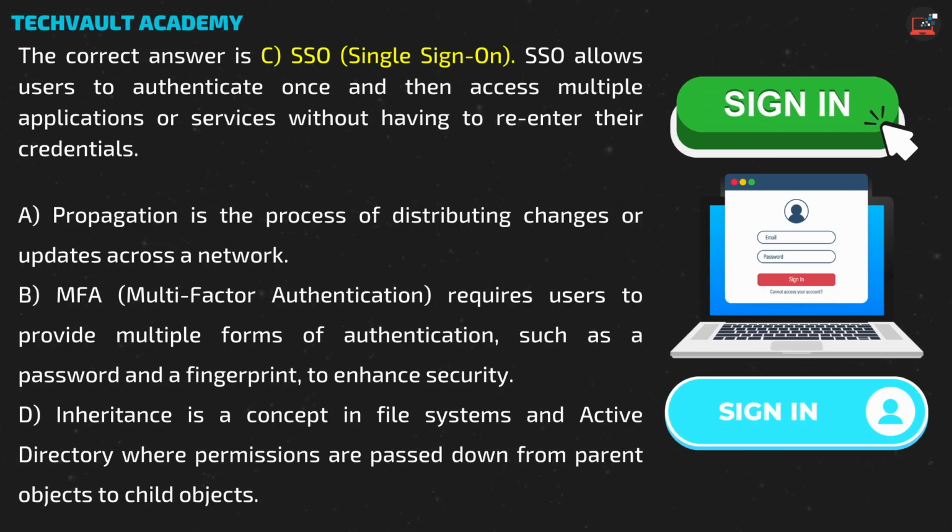The correct answer is C. SSO, single sign-on. SSO allows users to authenticate once and then access multiple applications or services without having to re-enter their credentials. A. Propagation is the process of distributing changes or updates across a network. B. MFA, multi-factor authentication, requires users to provide multiple forms of authentication, such as a password and a fingerprint, to enhance security. D. Inheritance is a concept in file systems and Active Directory where permissions are passed down from parent objects to child objects.